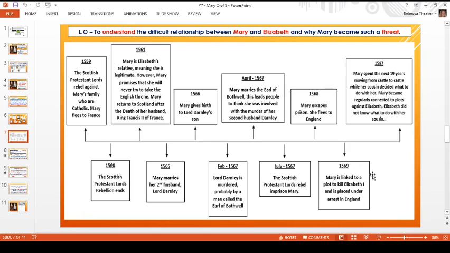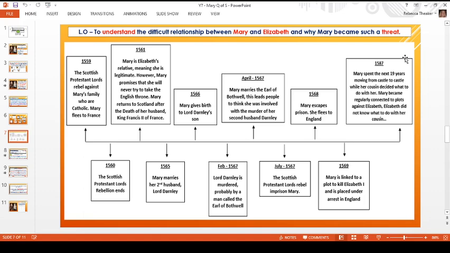Next card, this one, 1569. Mary is linked to a plot to kill Elizabeth and is placed under arrest in England. And the last one here, 1587. Mary spent the next 19 years moving from castle to castle while her cousin decided what to do with her. Mary became regularly connected to plots against Elizabeth. Elizabeth did not know what to do with her cousin.